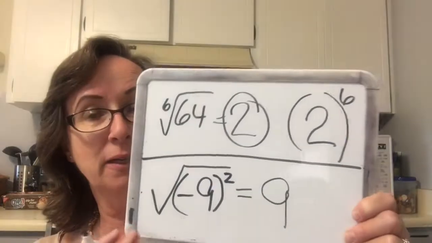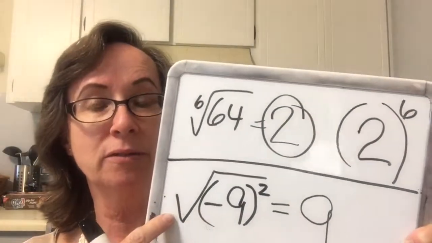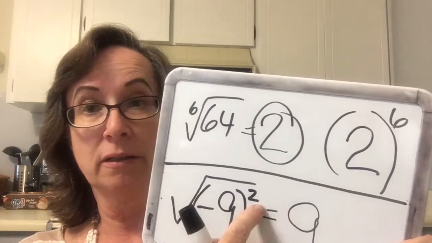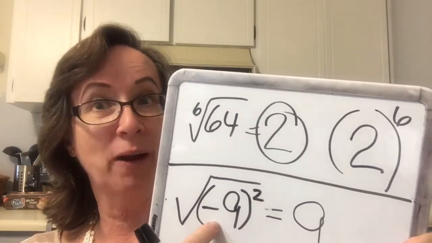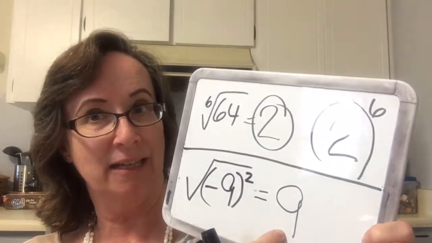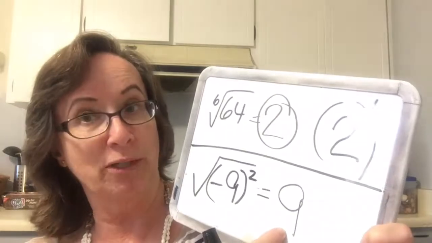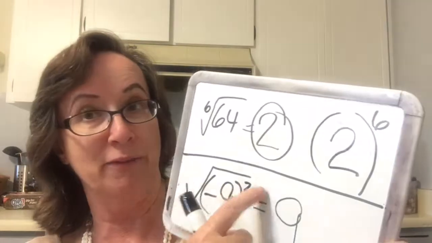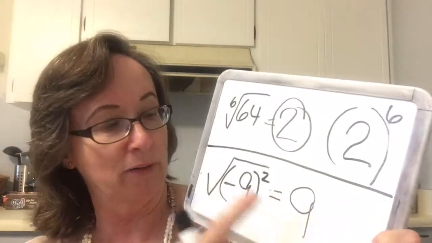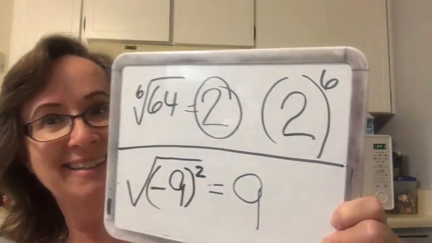So anytime I have the square root of any number squared, that negative is going to square out, which is going to make this exist, and I'm going to get 9 because the square root and the square undo each other. I get the square root of positive 81, which is 9.